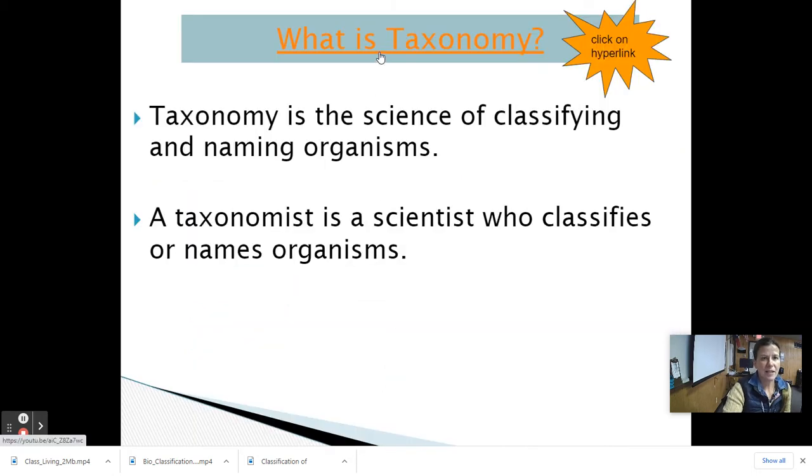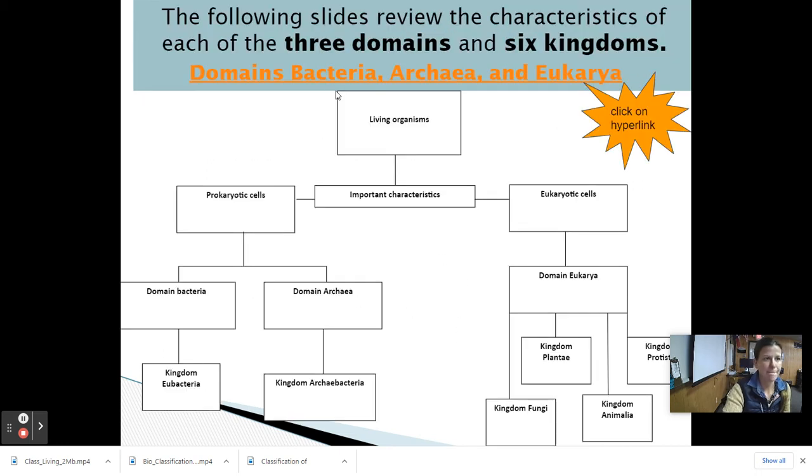What is taxonomy? You can click here on this hyperlink to watch a short video on what taxonomy is. It's the science of classifying and naming organisms. A taxonomist is a scientist who classifies or names organisms. The following slides are going to review the characteristics of each of the three domains and six kingdoms. You can click here for another video on the three domains, bacteria, archaea, and eukarya.